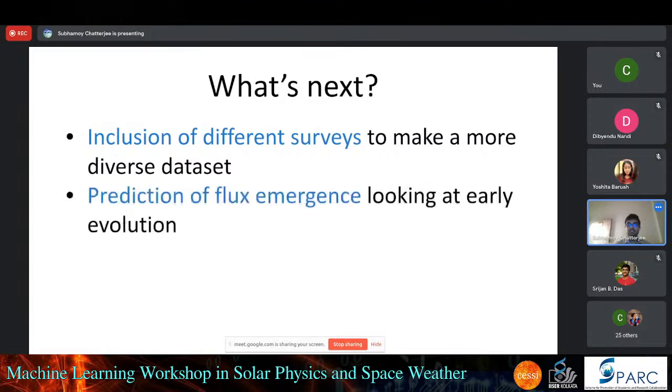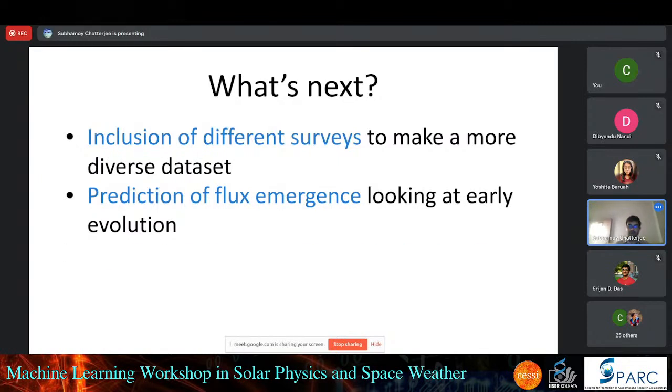And we also aim to do this highly ambitious task, which is prediction of flux emergence, looking at the early evolution of active regions. So there are different approaches to deal with the causality that is embedded in such videos, and whether you can predict when the emergence is happening, and how early you can predict that, whether you can set a limit on that. So that is also one of our aims.